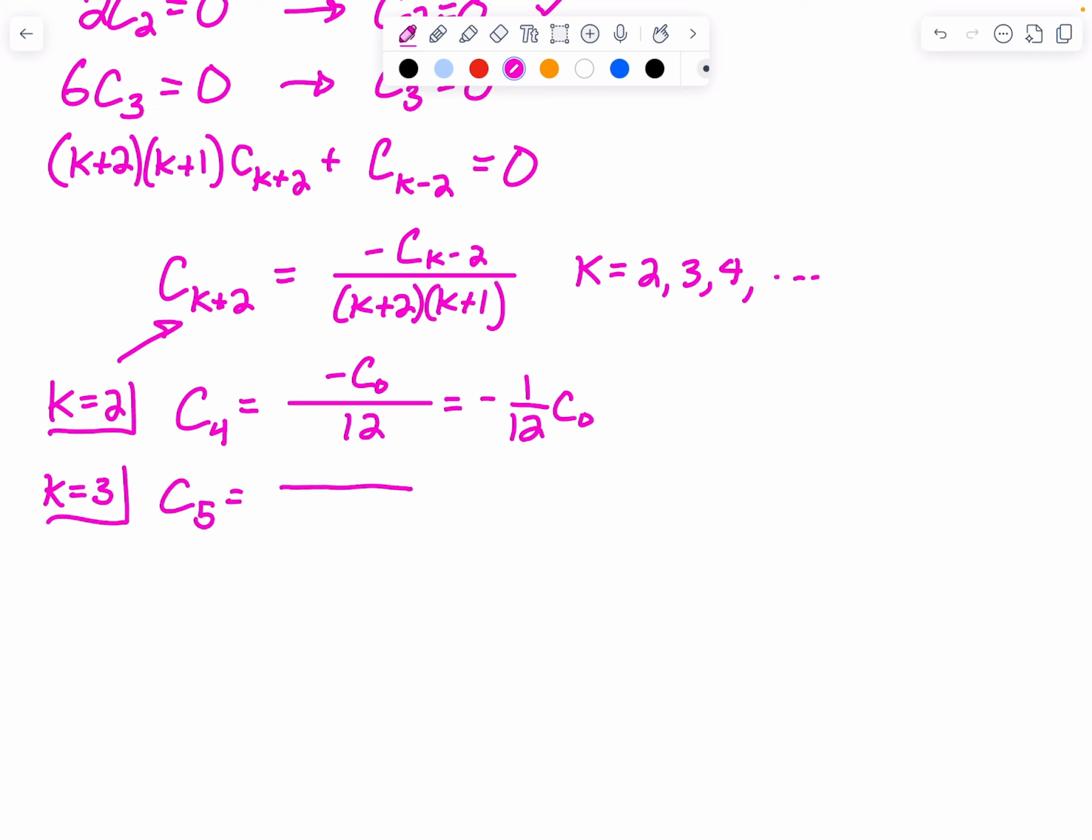So I get C5. Okay, if I plug in 5 here, 5 minus 3, I'm going to get negative C, or sorry, 5 minus 2 is 3. But notice up here, C3 was 0. I don't even care what this is. This is going to be 0. Okay, so we're good there. Hold on. I think I might have messed up, yeah, be careful.